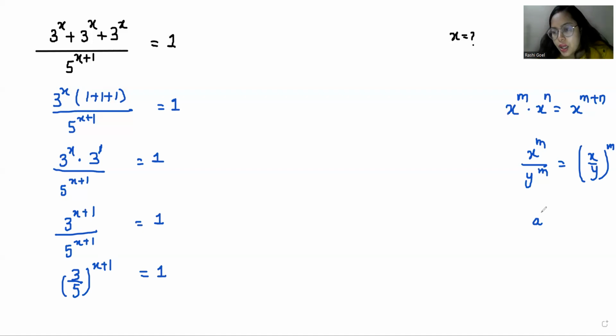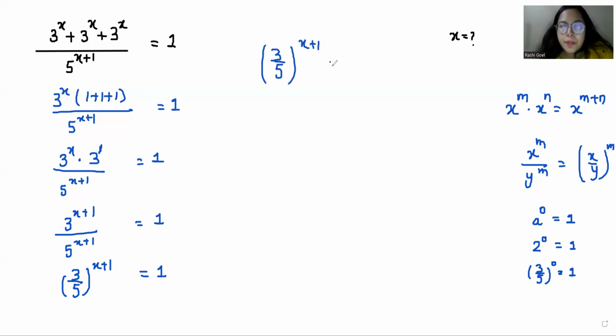Another exponent rule, a^0 is always equal to 1, whether it's 2^0 or (3/5)^0. So we can replace the right hand side 1 with (3/5)^0. Now, if we compare both sides, the value of x + 1 is 0. So the value of x is negative 1.